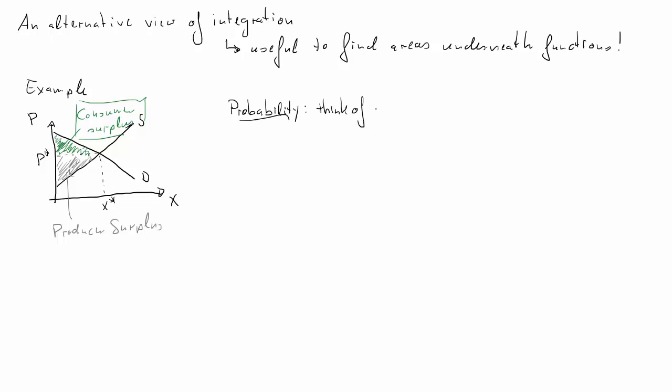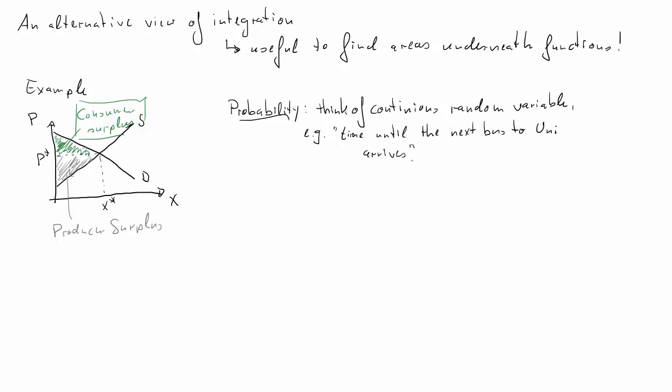The second area that's very important in economics, statistics and econometrics is that of probability. So think of a continuous random variable. Have you thought of one? Did you have to travel to uni this morning? So let's think about this. The random variable is the time from when you arrive at the bus stop until the next bus arrives that can bring you to university. So it's a continuous random variable, and it's positive, and let's call it capital X.